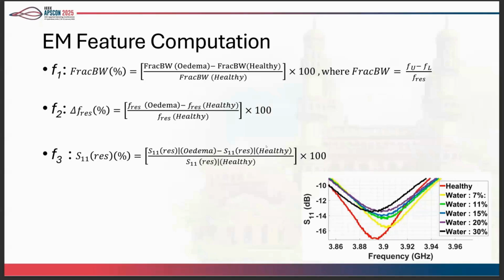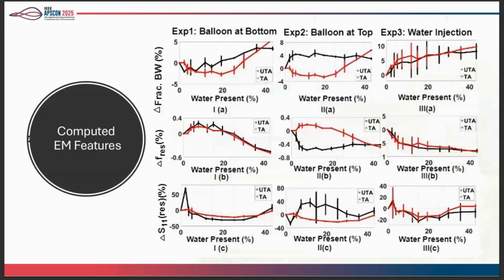So that led us to extracting some electromagnetic features. We extracted basically three features. One is fractional bandwidth, another is the change in the resonance frequency, and the third is the percentage change in the reflection magnitude. This was taken as the feature vector.